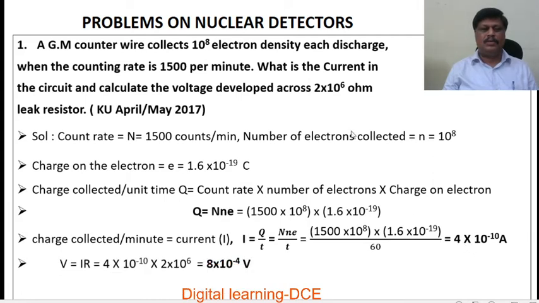And also, we have to calculate the voltage developed across 2 into 10 power 6 ohm leak resistor. According to Ohm's law, V is equal to IR. So value of current is 4 into 10 power minus 10 ampere. So resistance is 2 into 10 power 6. So after multiplication, we got 8 into 10 power minus 4 volt. So this is the value of voltage developed across 2 into 10 power 6 ohm leak resistor.